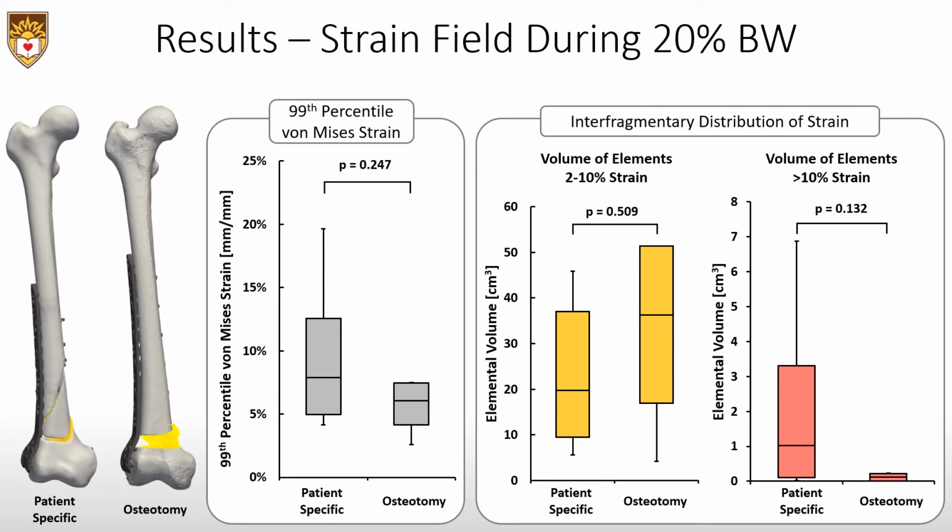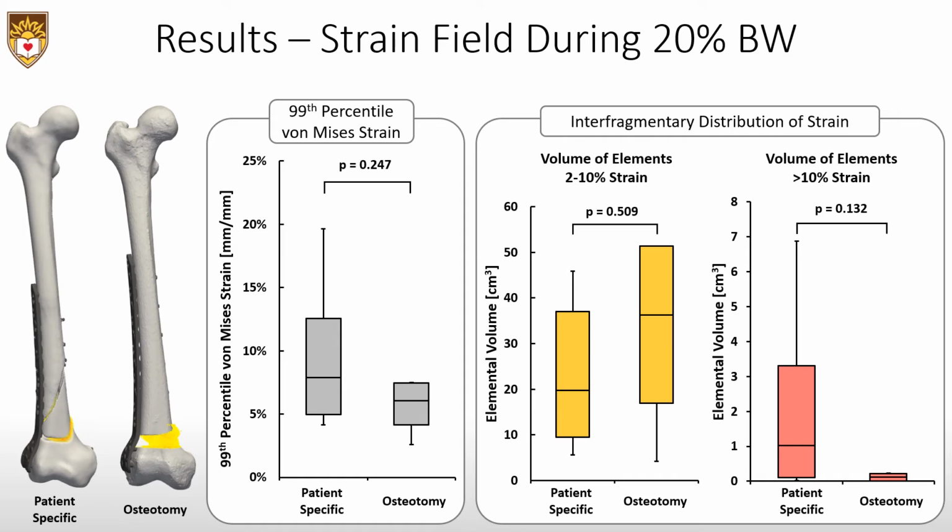On the left are two examples, one of which is a patient-specific model and one is an osteotomy case. First, we want to assess peak strains, and we do that using the 99th percentile. In general, there is a tendency towards higher peak strains in the patient-specific models compared to the osteotomy models across the same range of bridge span.